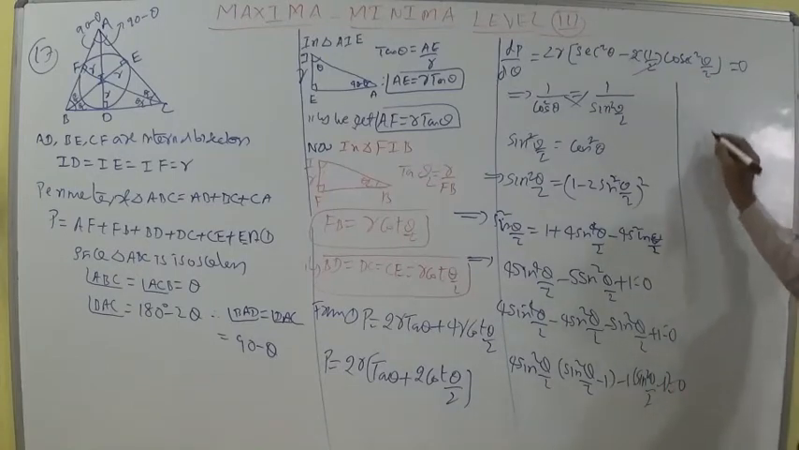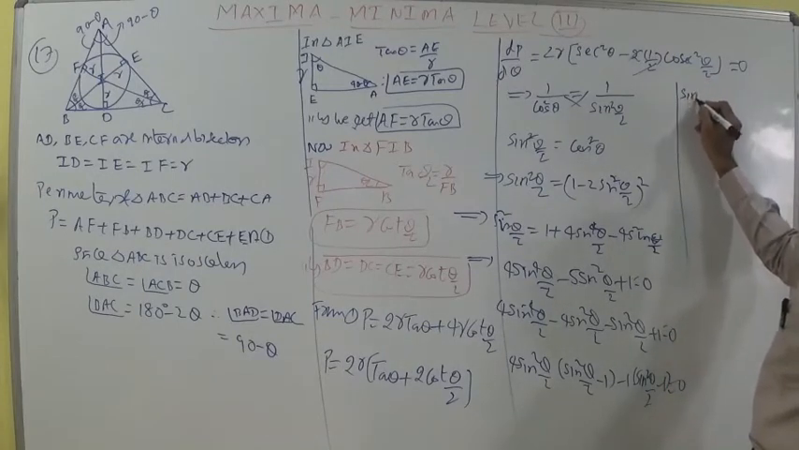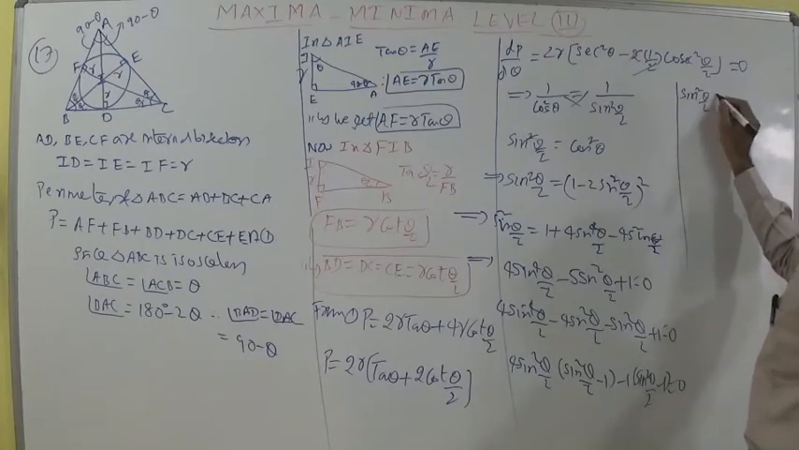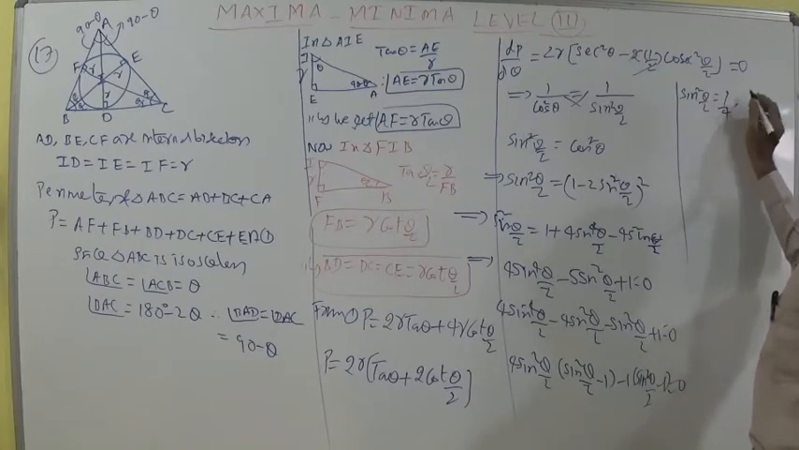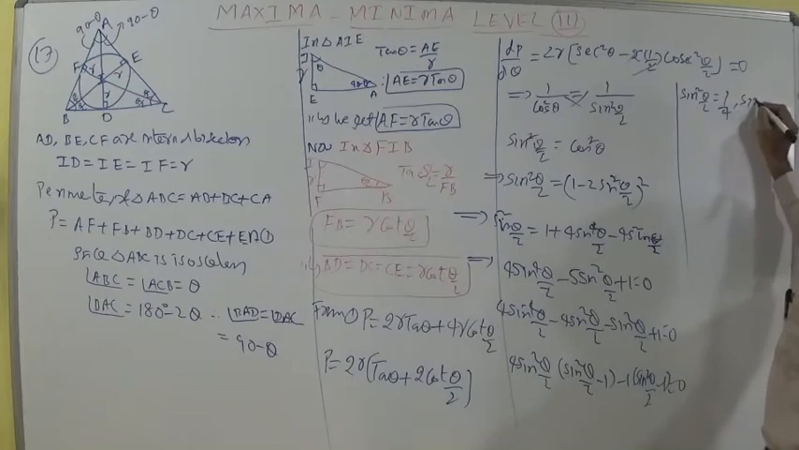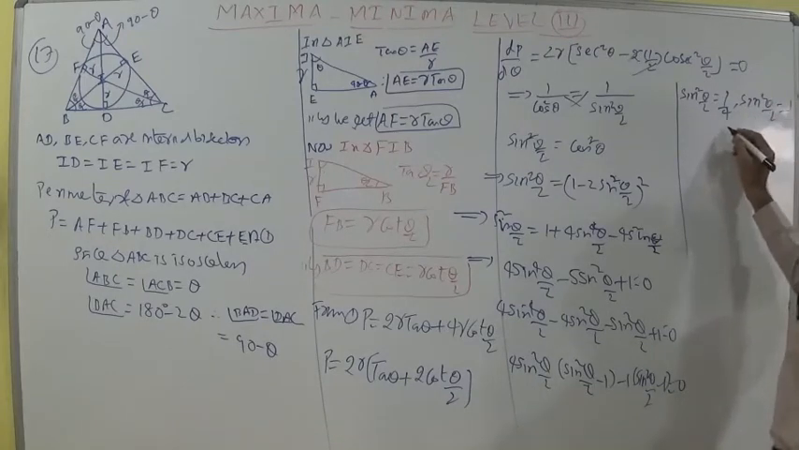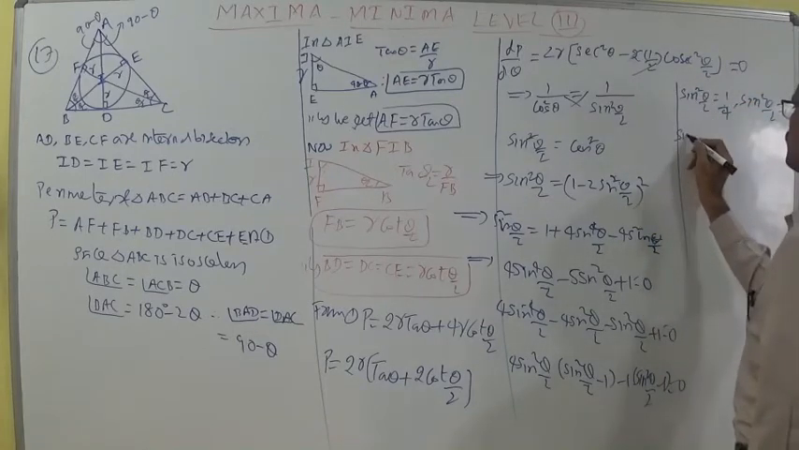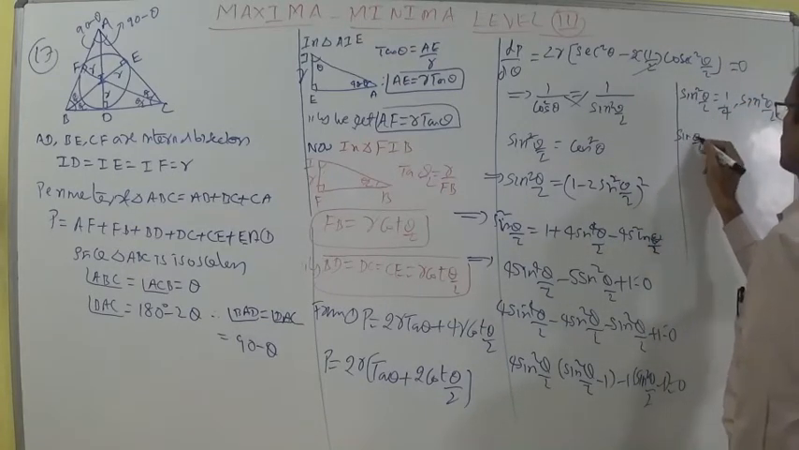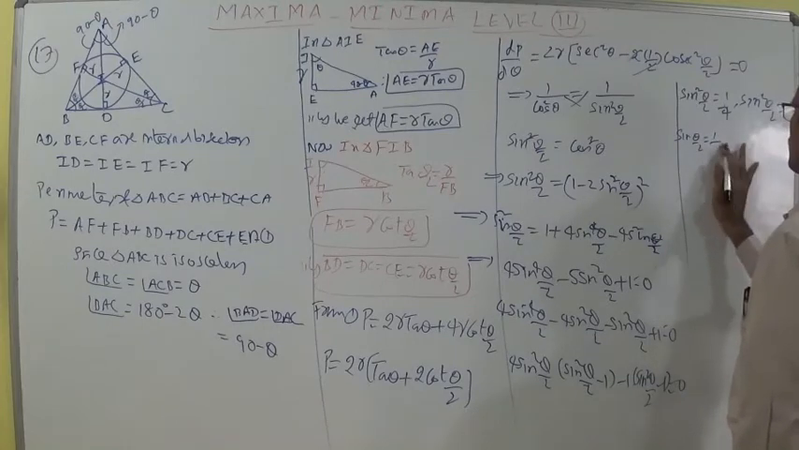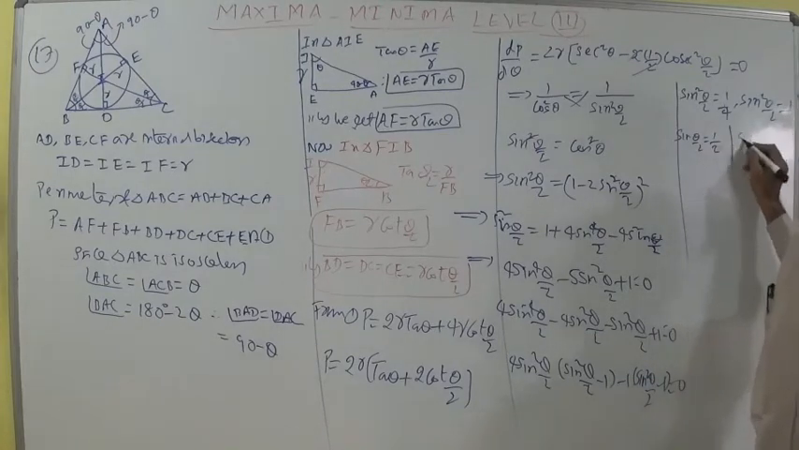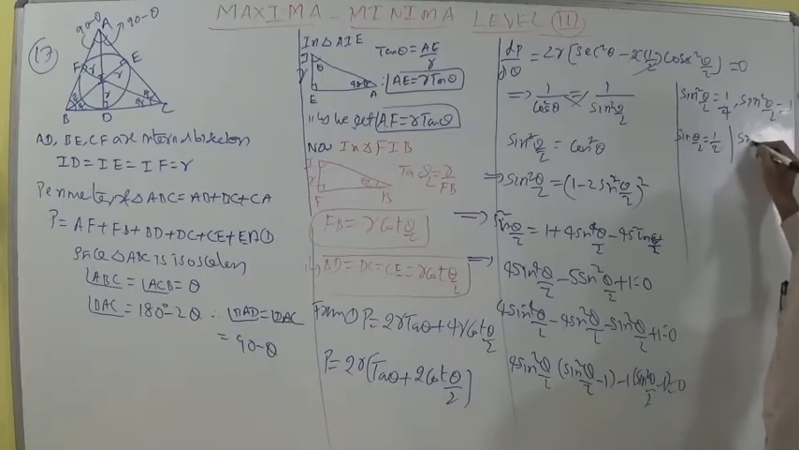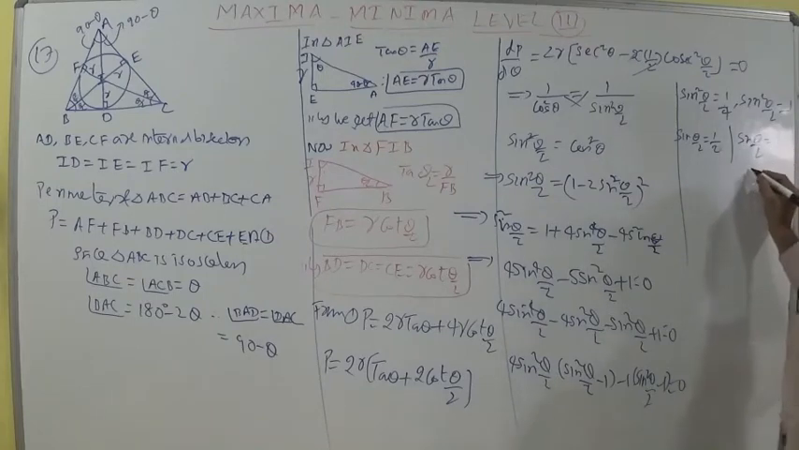We can say that sin square theta by 2 is equal to 1 by 4. Next step, sin square theta by 2 equal to 1. Whenever sin square theta by 2 is equal to 1 by 4, you can write here sin theta by 2 is equal to 1 by 2. And sin theta by 2 is equal to 1.